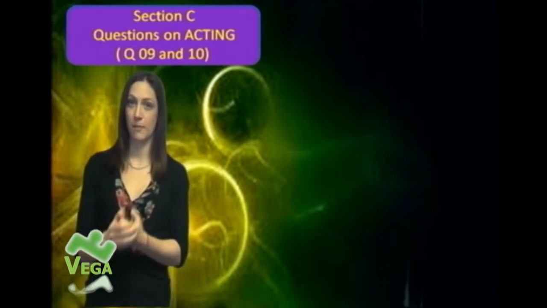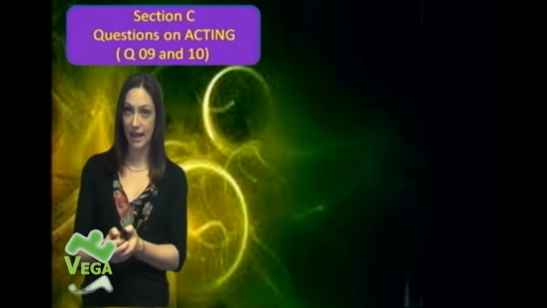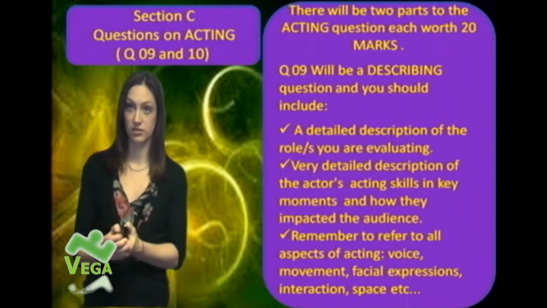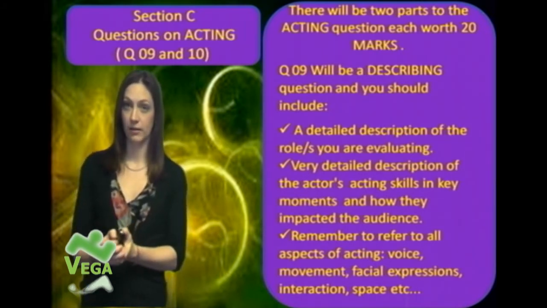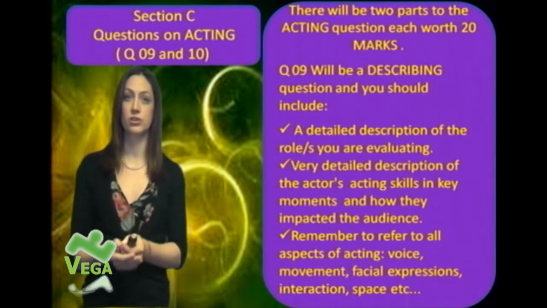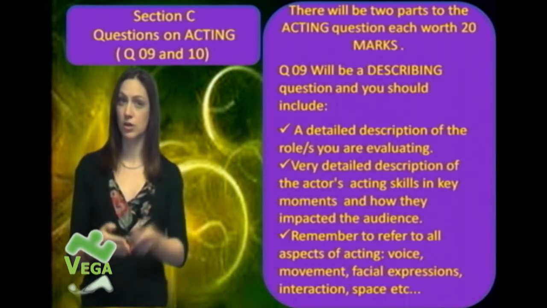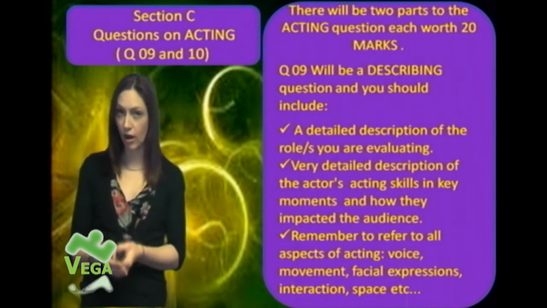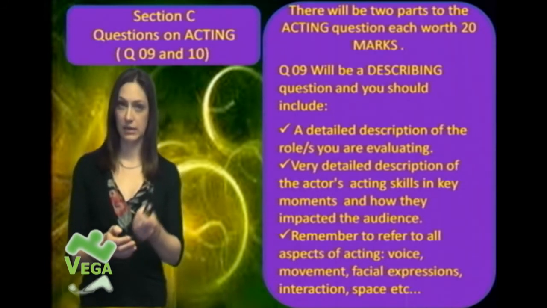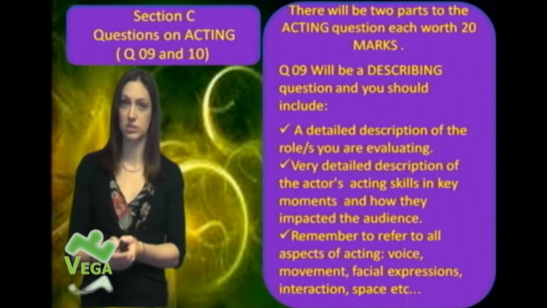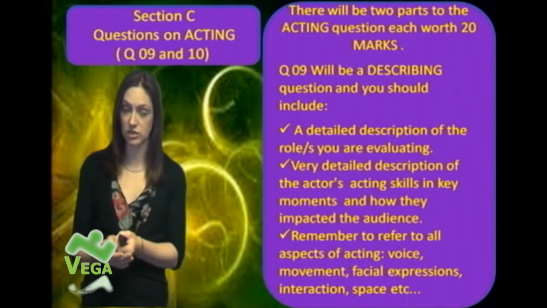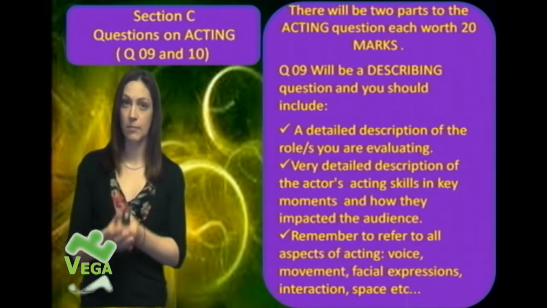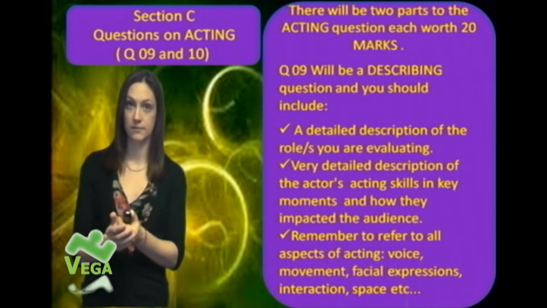So, if you're choosing to answer about acting, you're going to be covering questions 9 and 10. These questions are as follows. Question 9 is a describing question and should include the following. A description of the roles you're choosing to evaluate. For example, you might choose Mercutio and Juliet. Describe the actor's acting skills, referring to key moments and how they impacted you as an audience. For example, how they used their voice, movement, gesture, facial expressions, how it made you feel as an audience member. Be detailed, use drama vocabulary and refer to specific key moments.